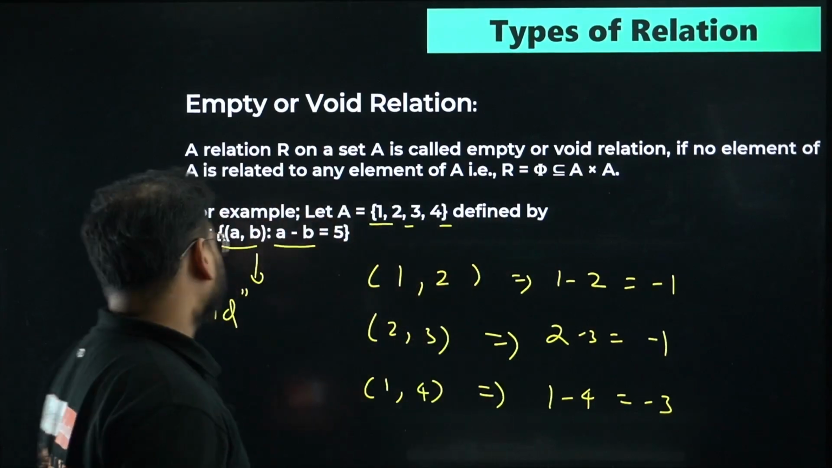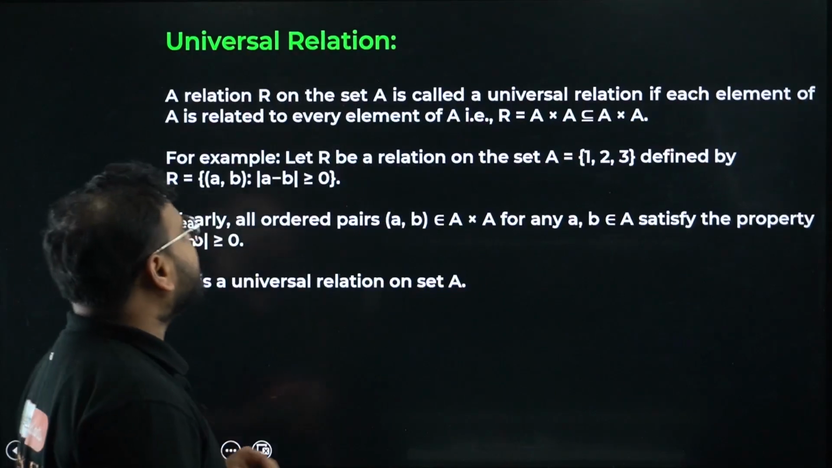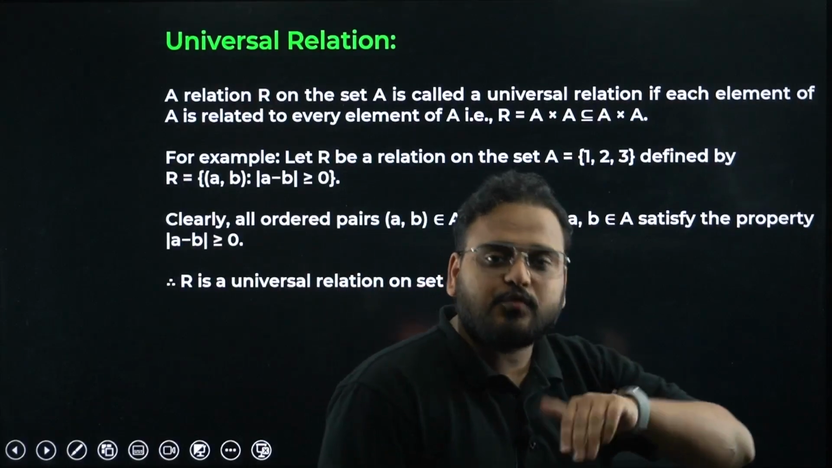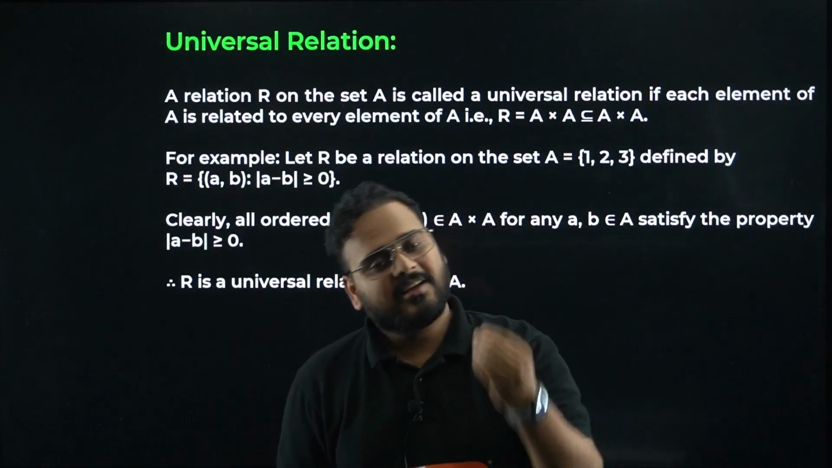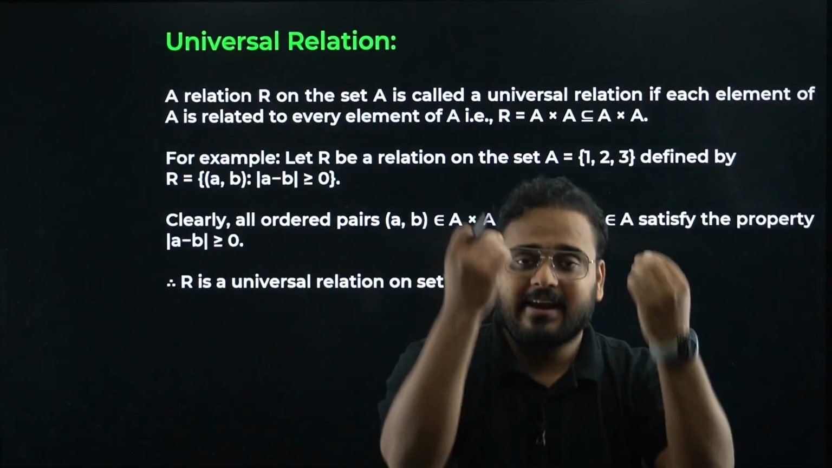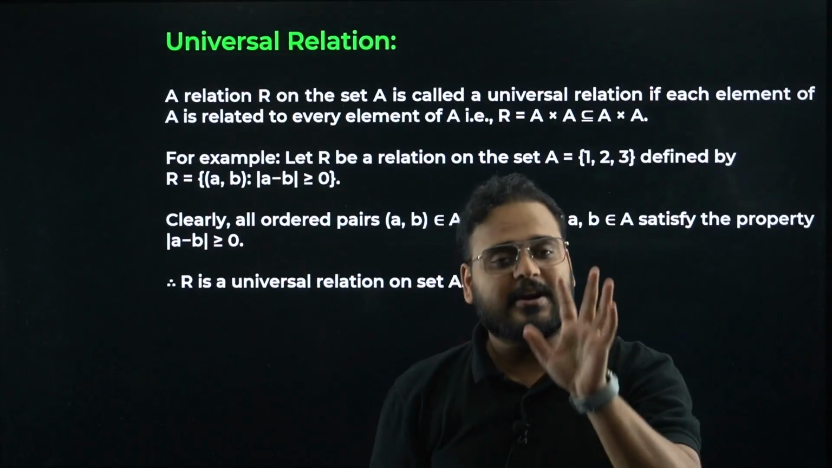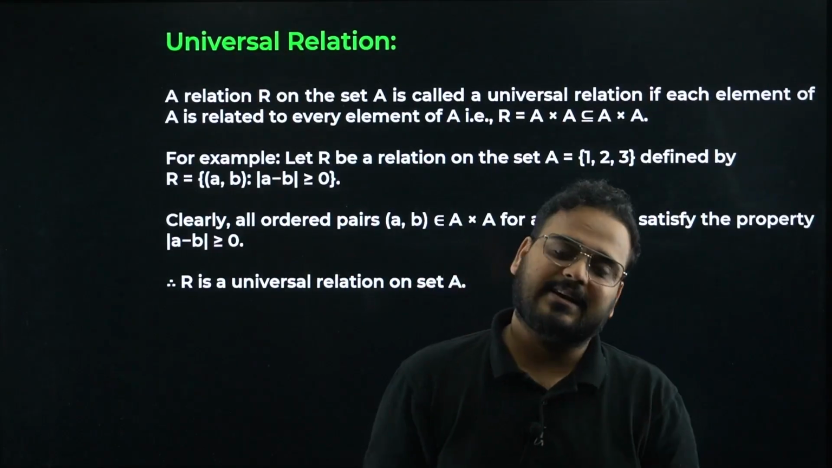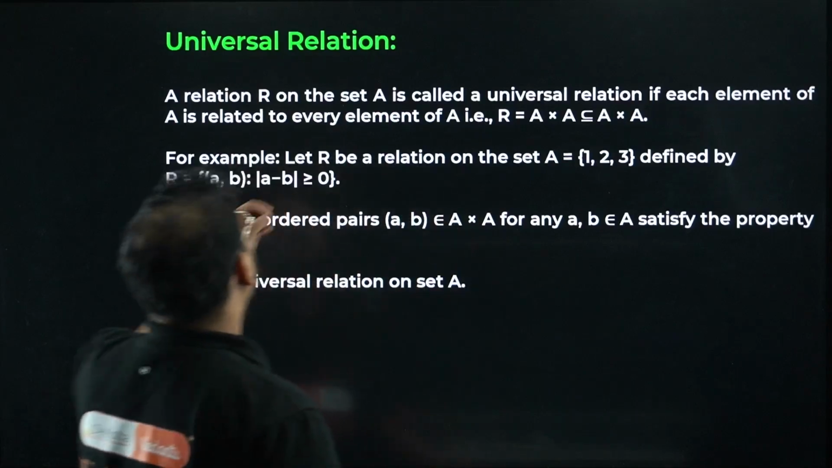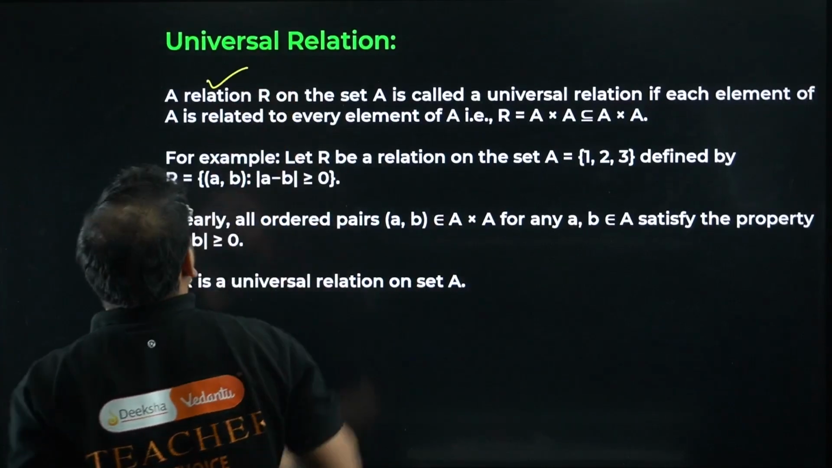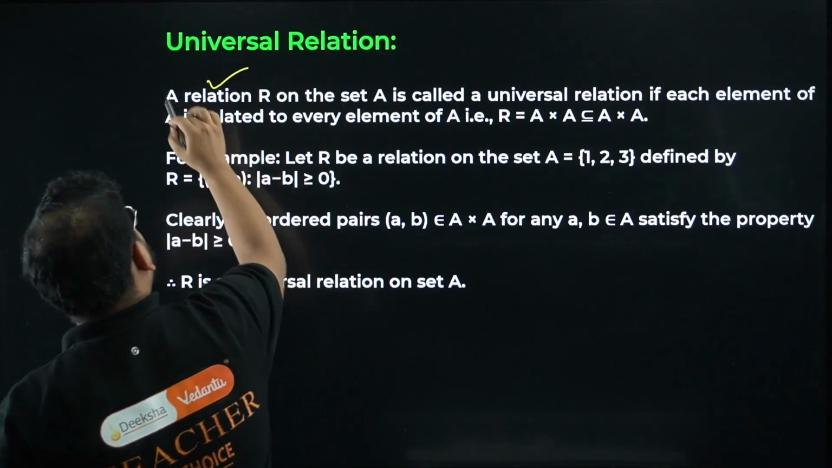Very clear. Moving on. Now next we have universal relation. Just opposite to what we learned in the case of empty relation, here we talk about where each and every element of the set A will be related to every element in the set A. Yes, because we're defining the relation on the set A itself.